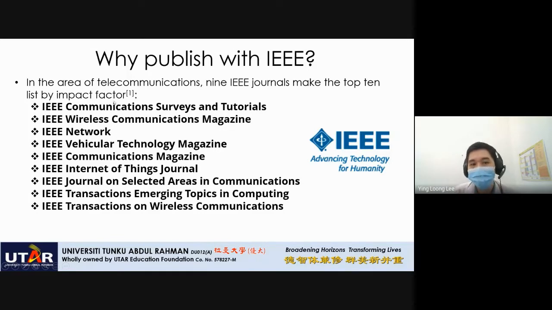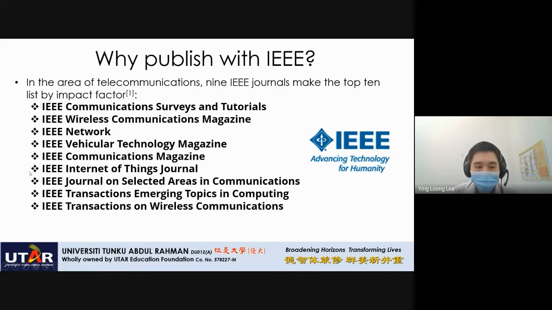They also have listed down the journals which are in the area of telecommunications. So you can see the first top one is actually the IEEE Communication Surveys and Tutorials. This journal mainly publishes surveys, tutorials, review articles, right? By far it is the journal that has the highest impact factor in the area of telecommunications. This is followed by other journals like IEEE Wireless Communication Magazine, IEEE Network, IEEE Vehicular Technology Magazine. So you can see most of the surveys and magazines make the top list, right?